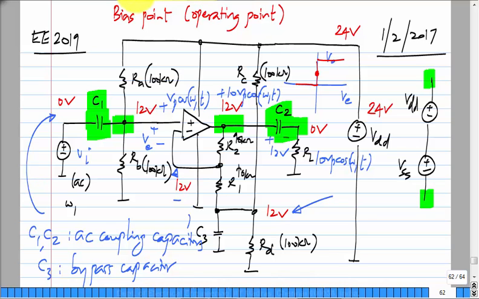Because what happens if you do short this for DC? Will this work? I just connected to ground instead of shorting through a capacitor. That's okay, but does the circuit even work? Why not? Connecting? That's okay, so that means that this voltage will become 0 volts. But what's the problem? Negative feedback won't work. Why? And I still have the negative feedback loop, right? What's the problem with the negative feedback loop? What happens?